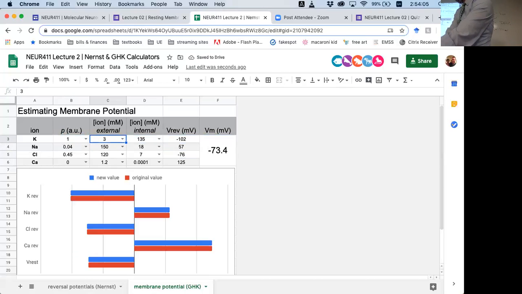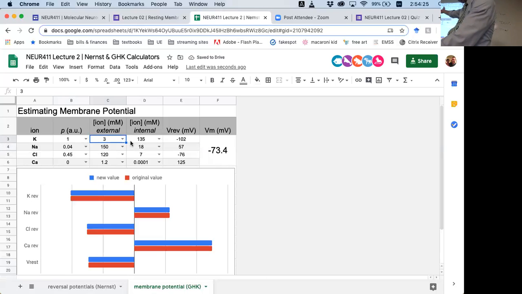Now, of course, we could also affect membrane potential if we change these. So sometimes external potassium builds up, and look at that, you're pretty close to threshold potential. You have seizures. Okay, but these are fairly constant. So you probably won't play with these unless you get a question that asks you to.